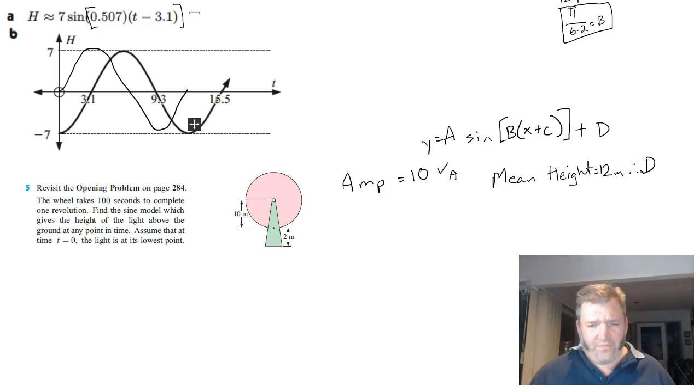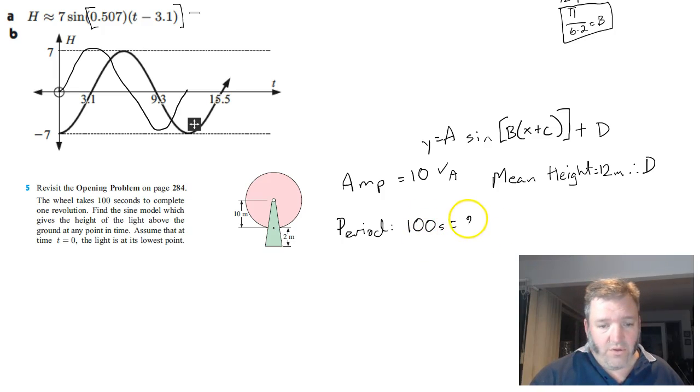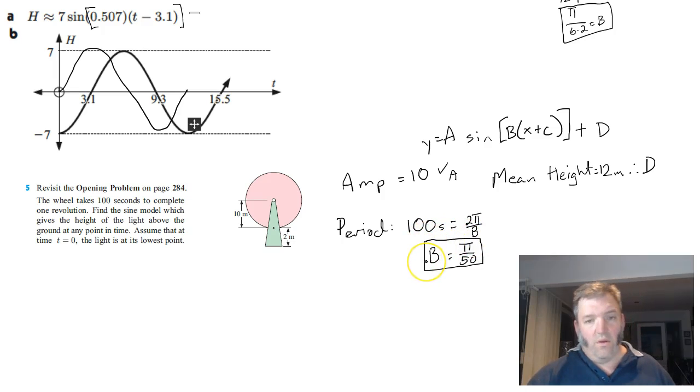That's pretty good. Next thing to work out is we're given one more bit of information here. The wheel takes 100 seconds to complete one revolution. So the period, we know something about the period. So we've got the period is 100 seconds, and we know that the period is always equal to 2 pi divided by b. Multiplying by b, dividing by 100 will give me b equals pi over 50. So I know what b is equal to. So I've got A, I've got B, I've got D.